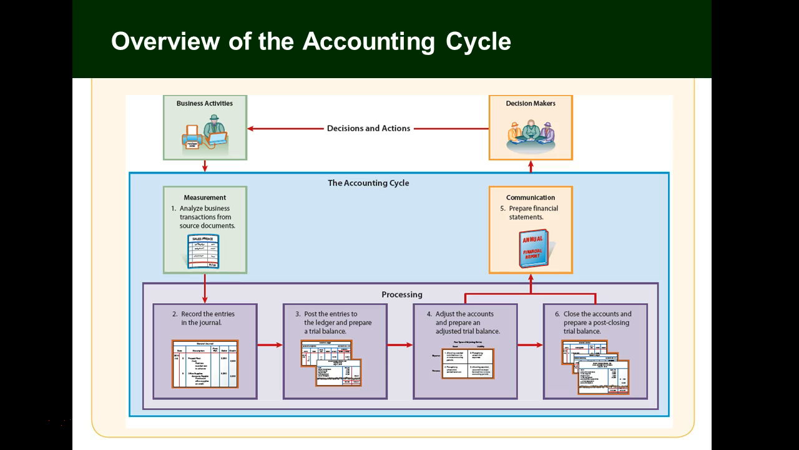So what we're doing here, we've got business activities. We're going to kind of analyze them. We're going to record them. We're going to post them, adjust the accounts, prepare a balance, close them, and ultimately prepare financial statements that we give to the users so we can start this process over again and again and again.